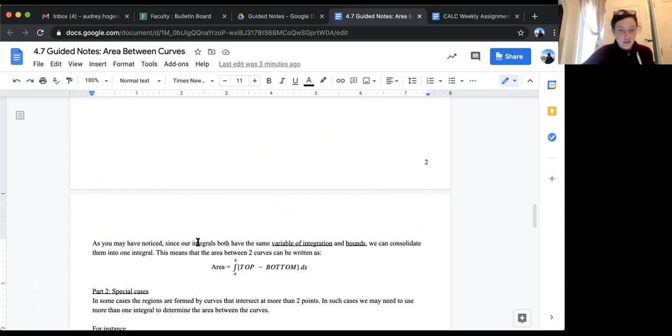As you might have noticed, since our integrals both have the same variable of integration and bounds, we can consolidate them into one integral. This means that the area between two curves can be written as the integral from a to b of top minus bottom dx.